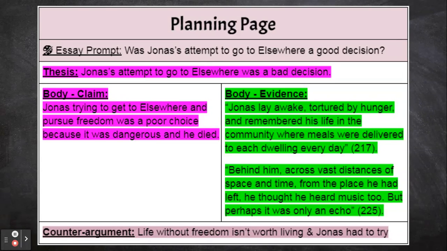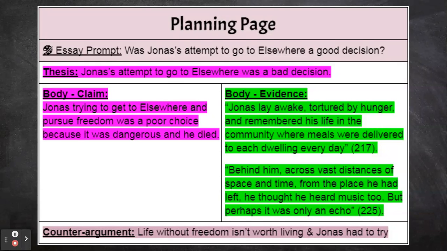I want to take a look closely at the planning page, just for a moment. And let's look at the relation between the thesis, which came in my introduction paragraph, and the claim from my body paragraph. Now, my thesis for this essay, as you see at the top, is Jonas's attempt to go to Elsewhere was a bad decision. The claim in my body paragraph is very similar. Jonas trying to get to Elsewhere and pursue freedom was a poor choice because it was dangerous and he died.